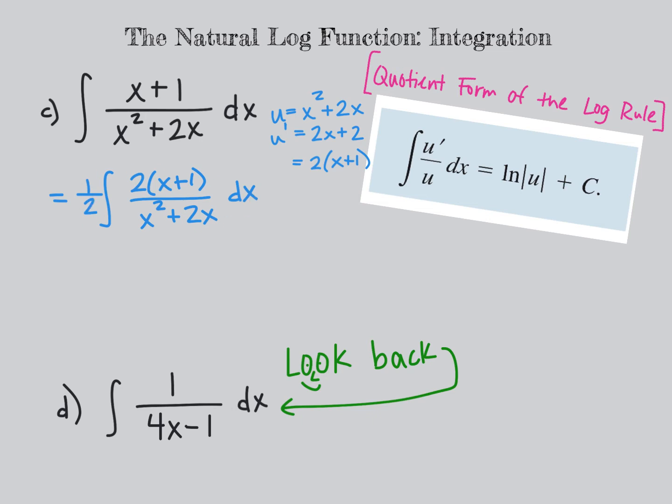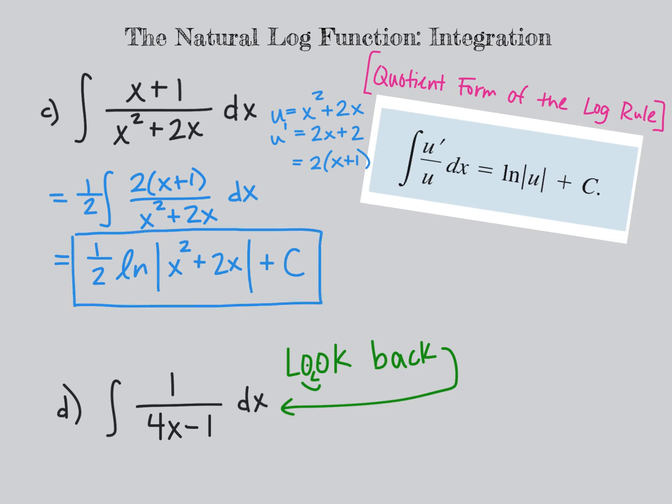Again, the reason we're doing this is so it looks like the integral of u prime over u, and this is a nice little shortcut to integrating. So we'll have, using our rule and integrating, 1/2 times the natural log of the absolute value of our u, which is our denominator, x squared plus 2x, and then plus c.